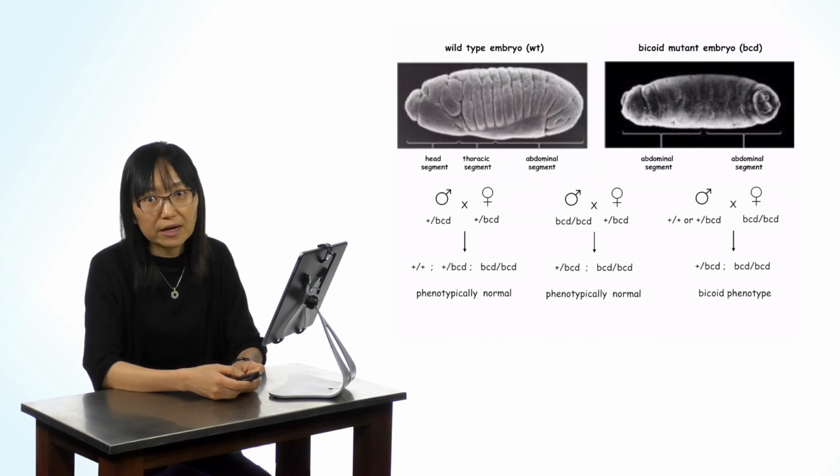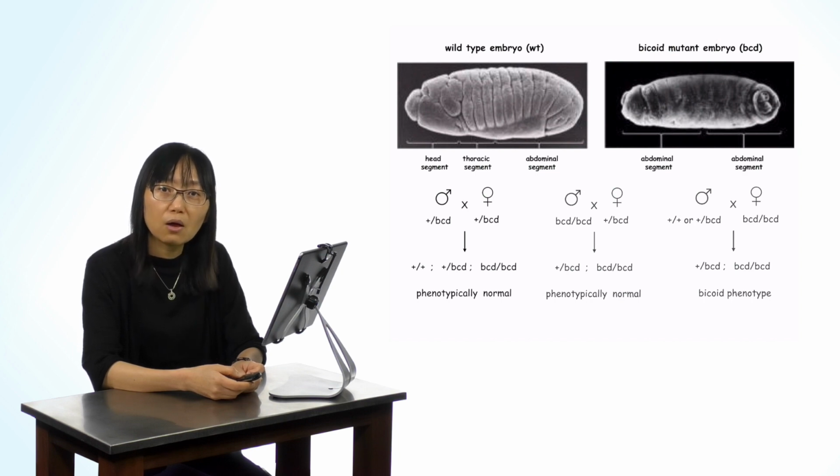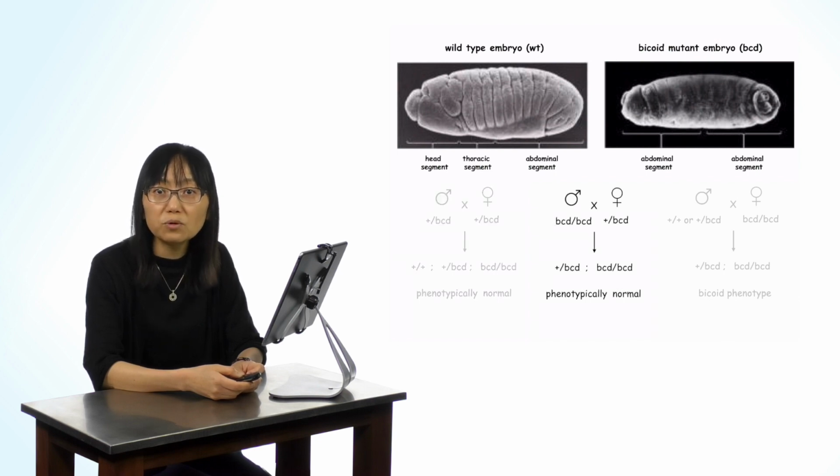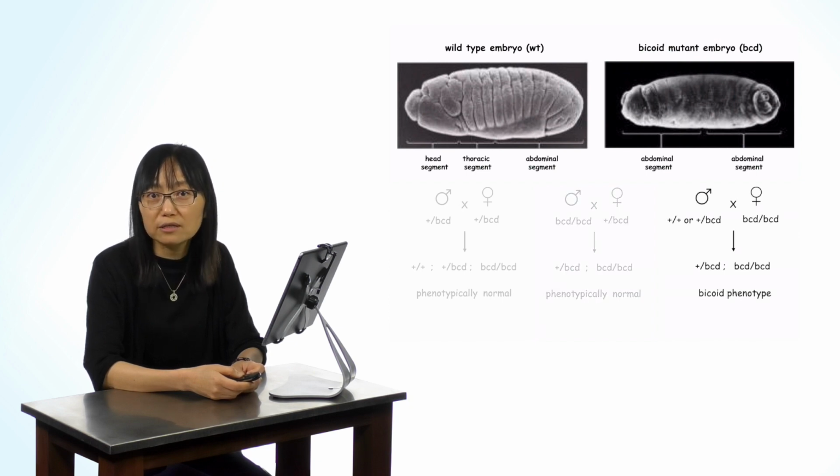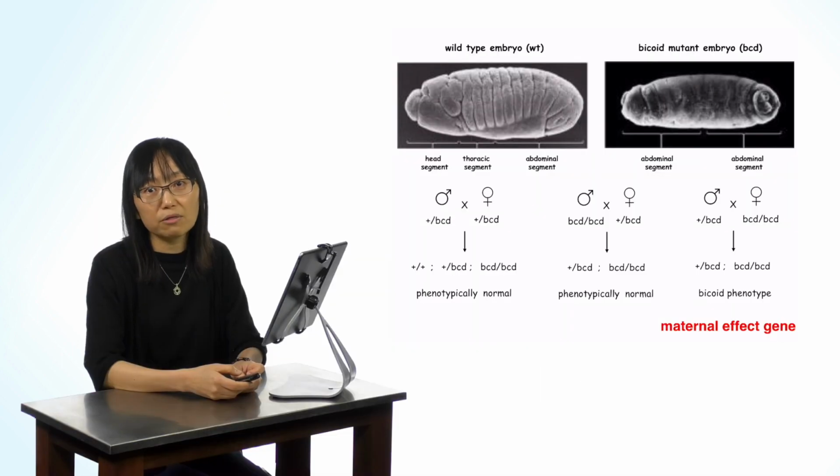Bicoid is a maternal effect gene, which means the gene activity is determined by the mother, not the embryo itself. All progenies of two heterozygous bicoid flies have a normal pattern. All progenies of homozygous male bicoid flies develop a head. However, all progenies of a homozygous bicoid female fly have two tails, no matter what their genotypes are. Because the bicoid phenotype is determined by the mother's genotype, scientists call this type of gene a maternal effect gene.